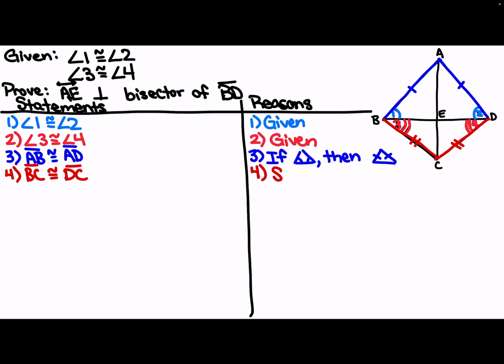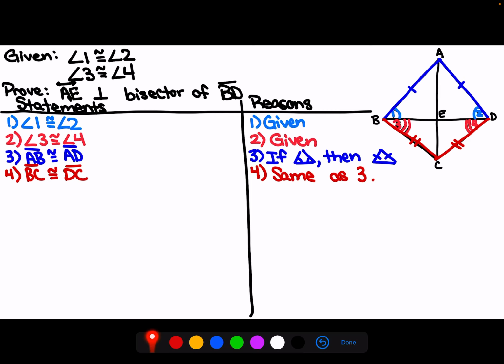Now, there are multiple ways that you can go through this proof at this point. You can either use the reflexive property, but I'm going to do something a little bit different. I see angle 1 and angle 3. They are congruent to angle 2 and angle 4, respectively. So if I add angle 1 and angle 3, it should be the same as if I add angle 2 and angle 4.